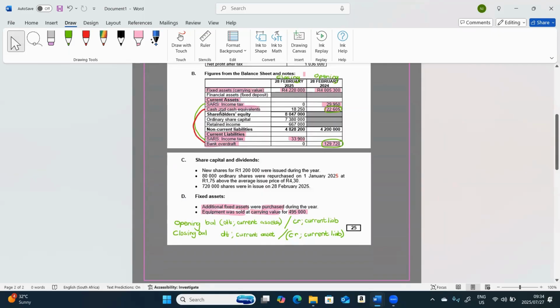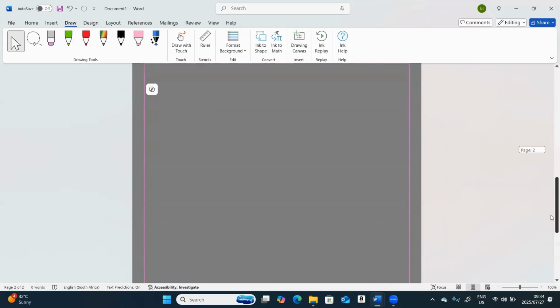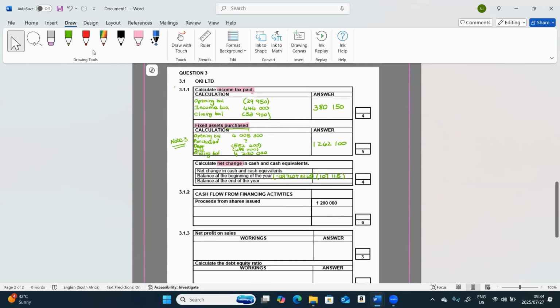So here we have cash and cash equivalents. Balance at the end of the year is 18,250. That's under assets, so that's positive, right? And then we don't have a bank overdraft at the end of the year. So we only have an asset balance of 18,250 at the end of the year. So here we can write 18,250 positive, right? So can you guys see?